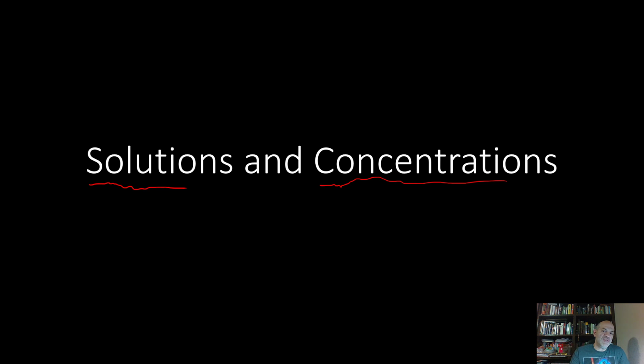And the reason for this is there's a lot of practical situations where we need to know how strong a solution is, how concentrated it is, or how weak it is. And so in those cases, we need to actually do calculations so that we know what concentrations we're dealing with. So the first thing we're going to do is define a solution.